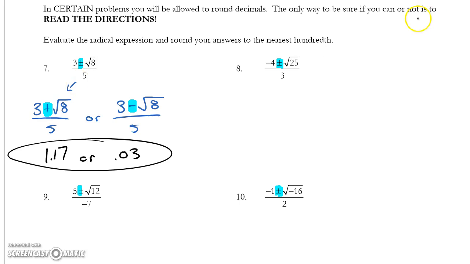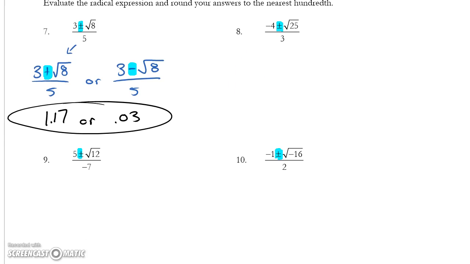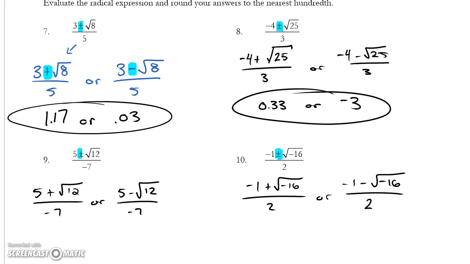I want you to go ahead and take a couple of minutes, press pause, and try numbers 8, 9, and 10, please. Press pause, try those, and then check your answers. For number 8, we have -4 plus square root 25 over 3 gives us 0.33. -4 minus square root of 25 over 3 gives us -3.